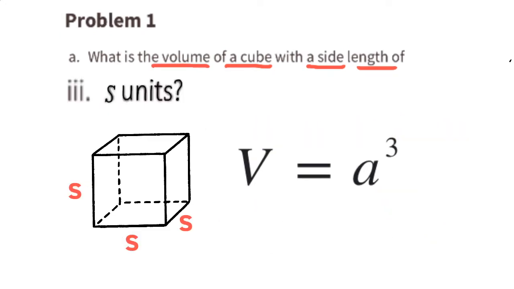What is the volume of a cube with a side length of s units? The volume of this cube would be s cubed units cubed.